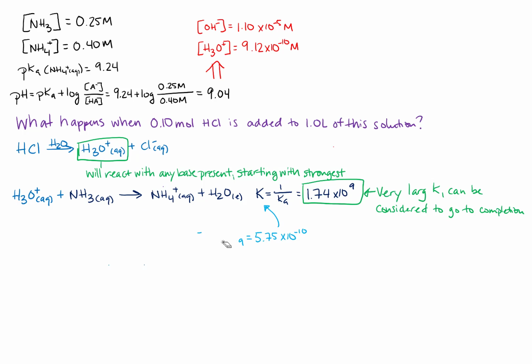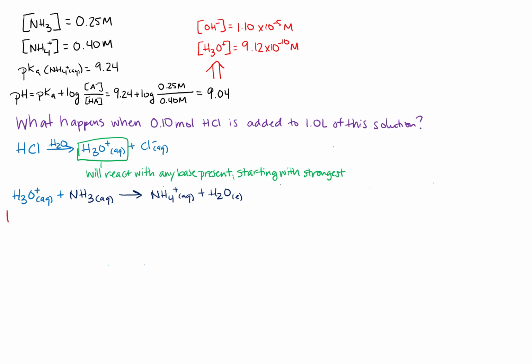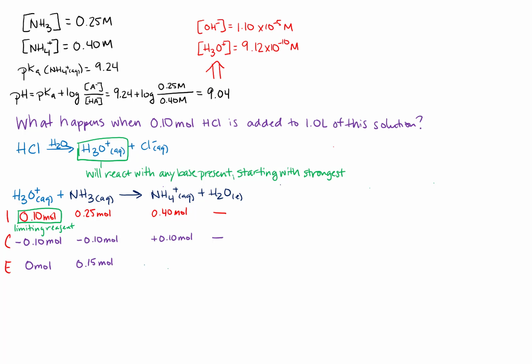So using this information, we can set up an ICE table to determine which reactant is the limiting reagent and how much of each reagent remains and product is formed. We need to make sure that we include the amount of ammonium present in solution as well, since that didn't disappear by adding a strong acid to the solution. Since the hydronium ion is the limiting reagent in the reaction, we will end up with 0 moles at the end, and 0.15 moles of ammonia and 0.50 moles of ammonium.